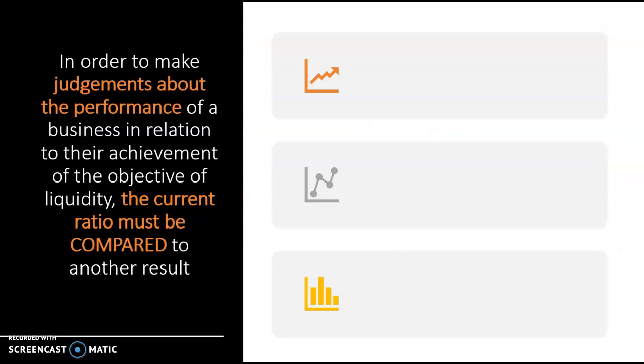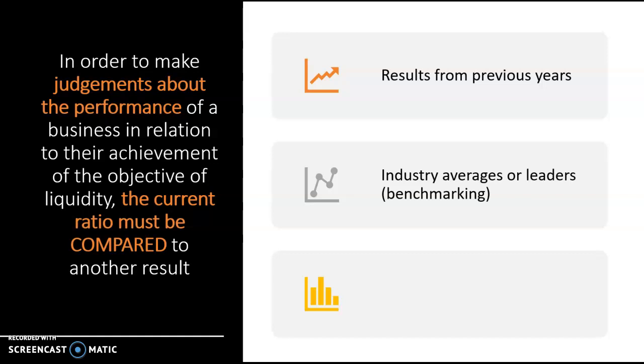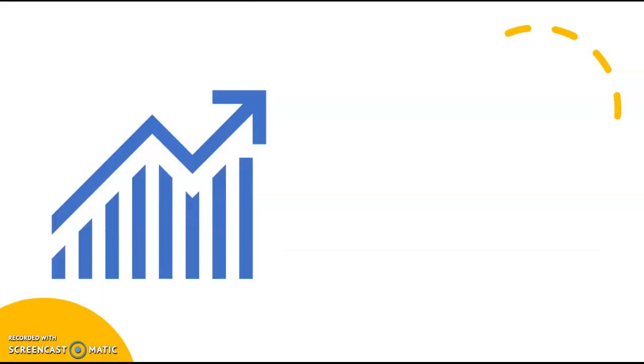So just as before when we looked at profitability, if we're going to make judgments about the performance of the business in regards to liquidity, we need to compare the current ratio to another result. Otherwise, it's not telling us about what's happened with the liquidity of the business. So we can compare it to results from previous years, we can compare it to industry averages or leaders, or we can compare it to similar businesses.